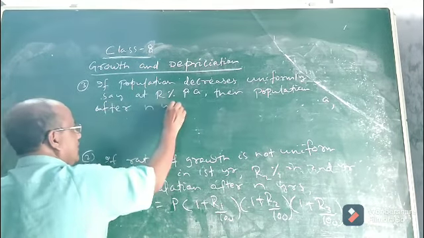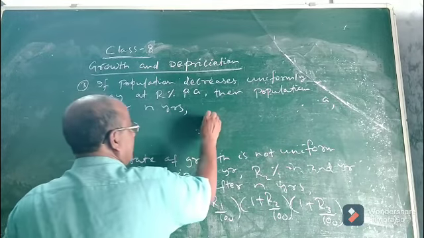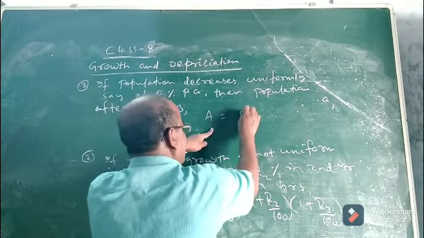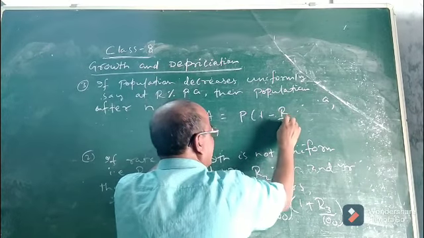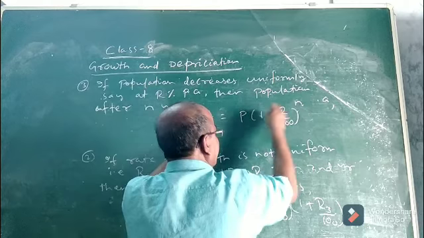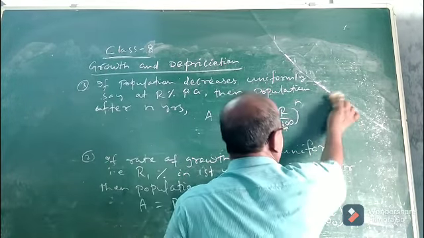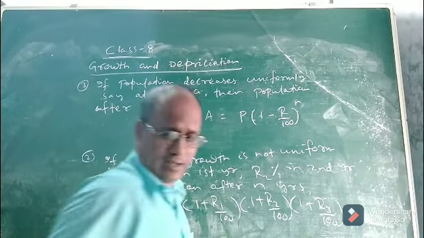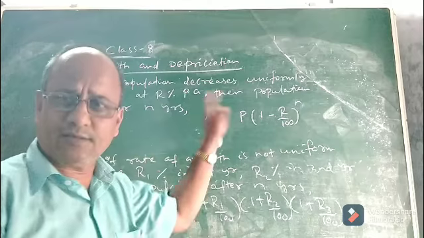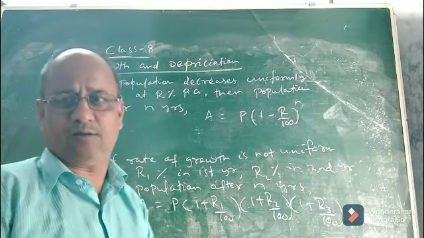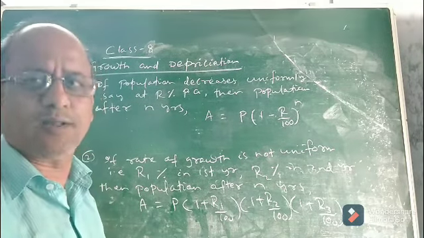We will discuss problems later, children. After n years, what will be the formula? In place of the first one, 1 plus r by 100, here it will be 1 minus r by 100, whole to the power n. This will be the formula to find the population after n years if it decreases uniformly, at the same rate, say r% per annum. So these are the three formulae on population growth.